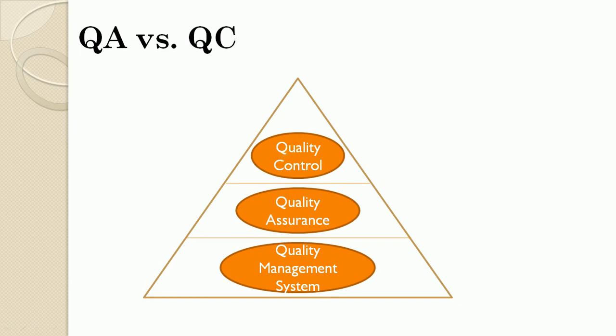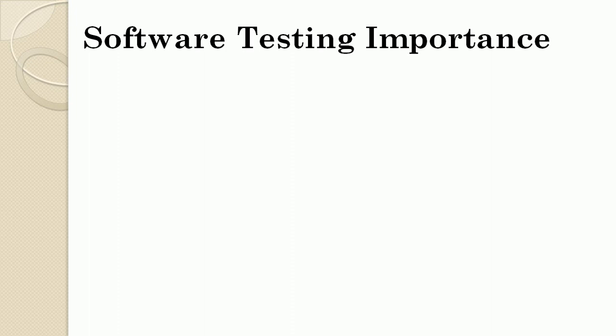Now, the main intention is to find defects in the application. So we can define software testing with another definition: software testing is a complete process of verifying and validating a software product with the same intention, finding defects in the application. Now, let's see what the importance is.